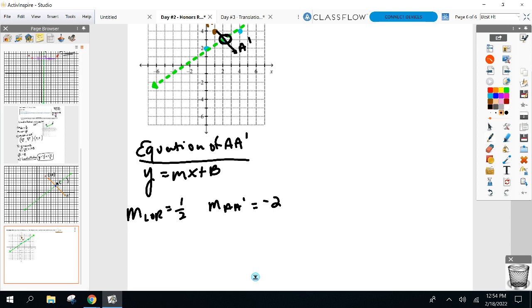Y-intercept. The b part, right? We need the b. And the only way we get to b is if we plug in a point for x and y. Anybody know a point that's on AA prime already? Darn right you do. Go ahead.